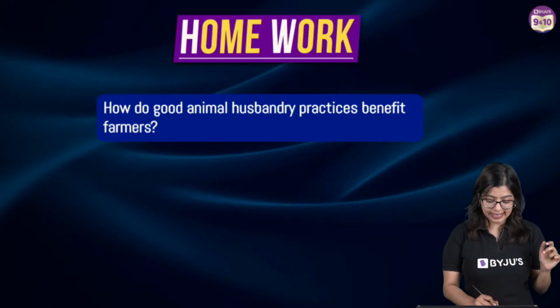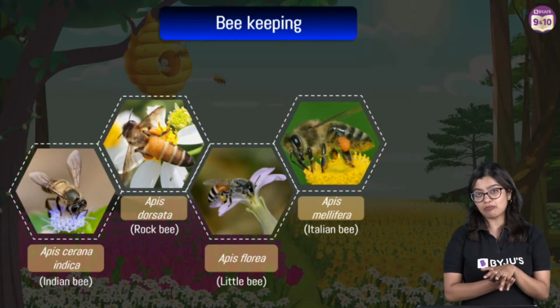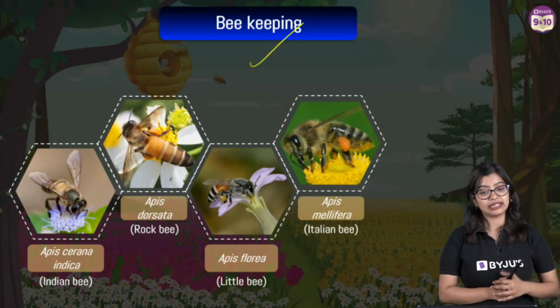Now, of course, some varieties that we see are Indian bee, rock bee, little bee. These are all some examples that are commonly used in apiaries.